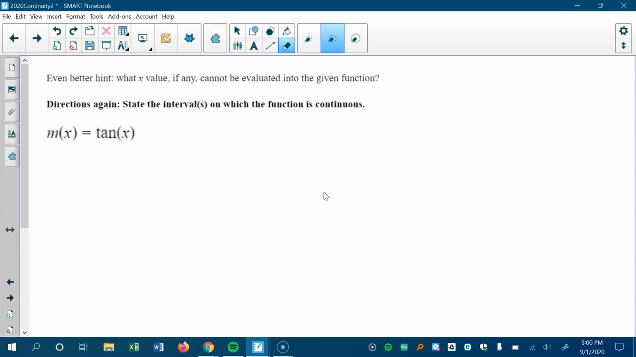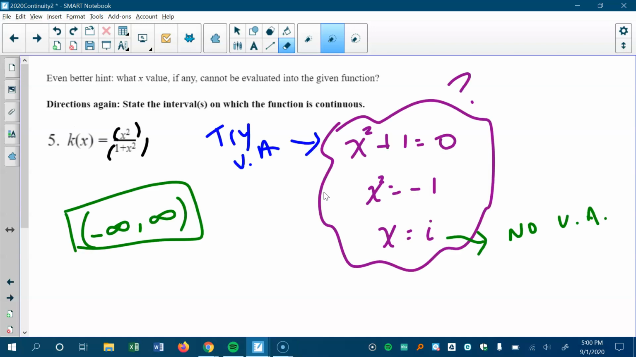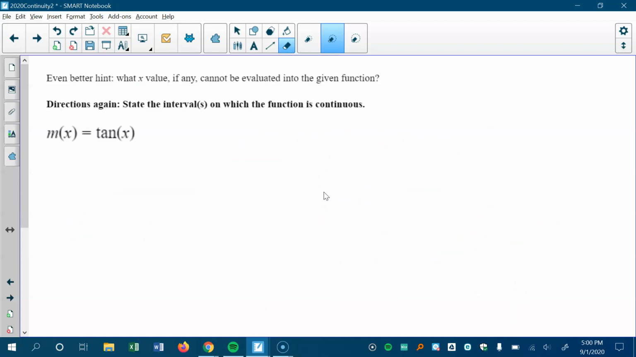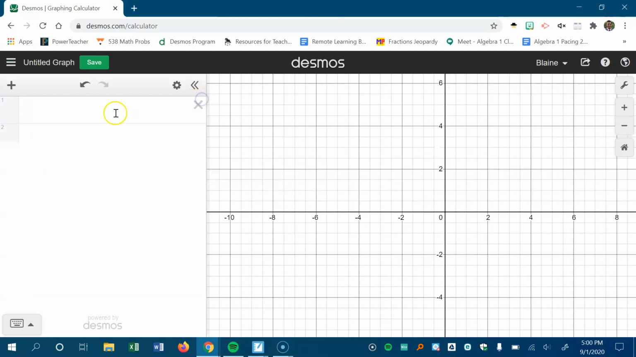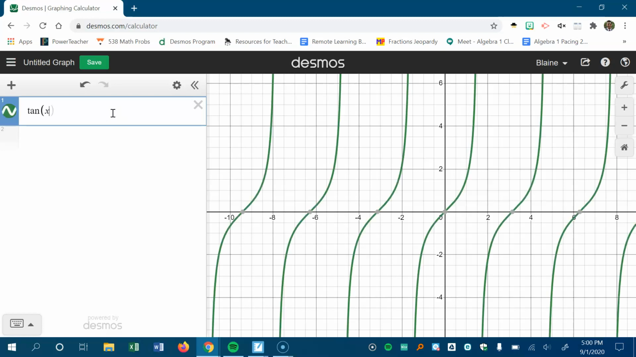M of x is equal to tan x. Now, if I plug in a number to tan, I get a number out. But can I plug in any number into tan? For those of us whose unit circle is just not exactly where we want it to be, let's take a look at the graph to see what's going on here. Okay, so there's a lot of discontinuities here. Muchos. A lot and a lot and a lot of vertical asymptotes here. I dare say, an infinite amount.